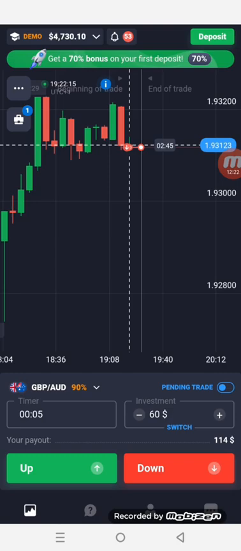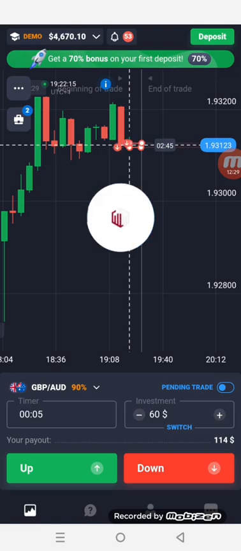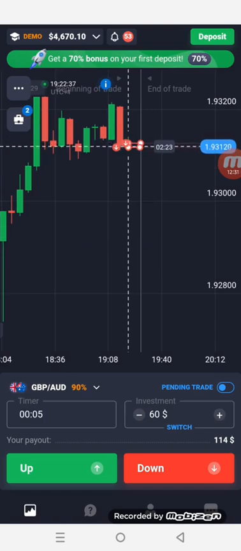So guys, try this. You can try this on your demo account to get a hand of it, to know how to do it faster. Then you start trading.